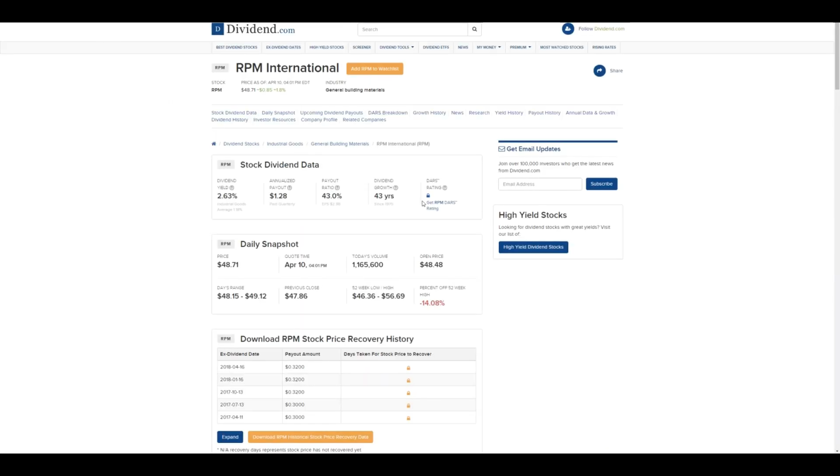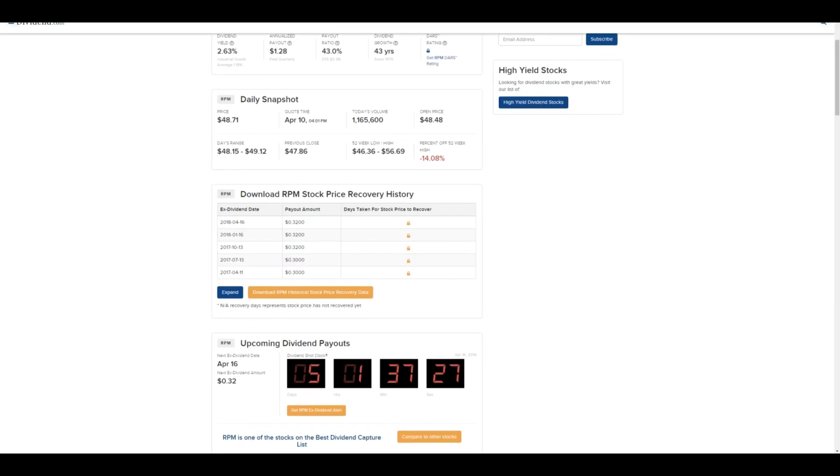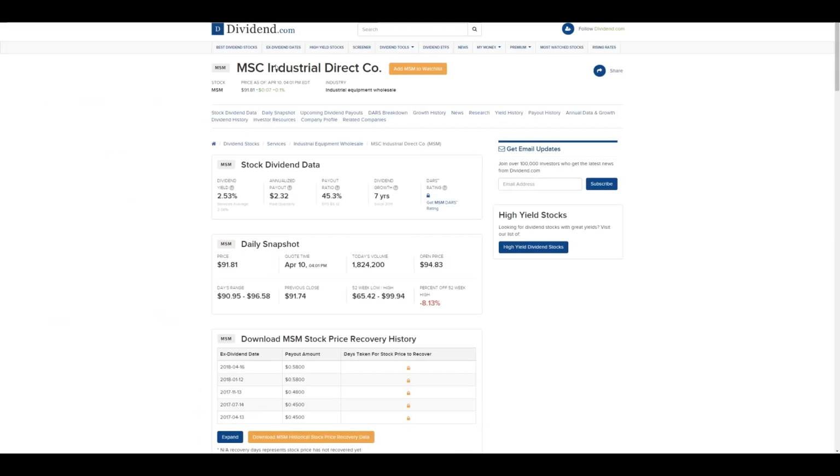There we are. Now, this one here, RPM, has been paying out dividends for 43 years. Not just paying out dividends, but has had dividend growth for 43 years. They also have a very healthy payout ratio, a very healthy dividend yield, and their ex-dividend date is on April 16th, which is Monday. So you do need to buy them on Friday or prior. So let's go ahead and sort these by how long they've been paying out dividends.